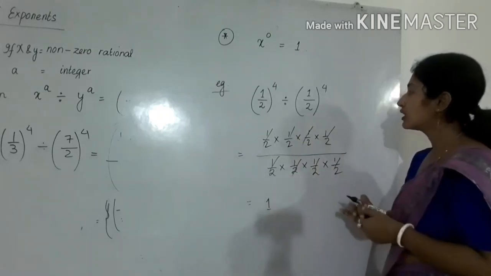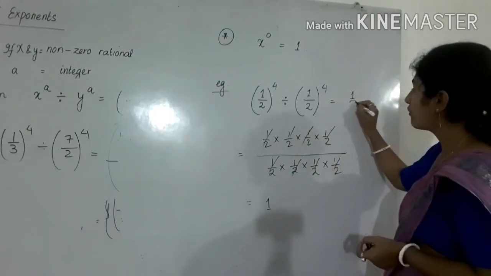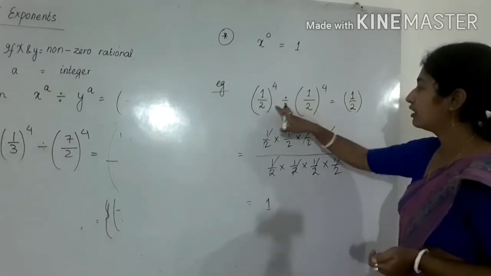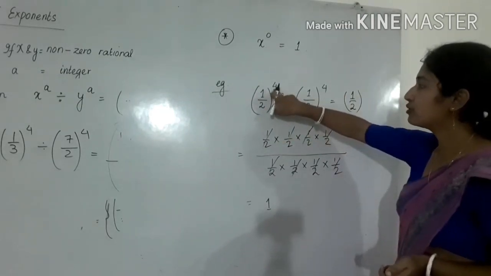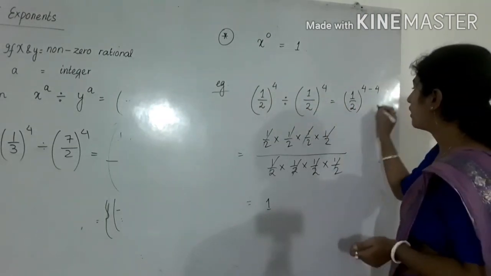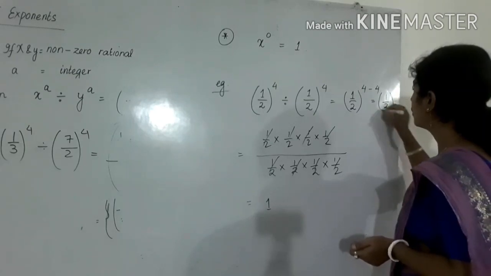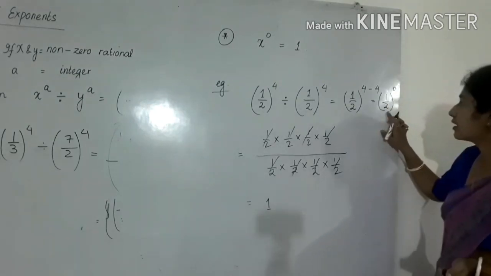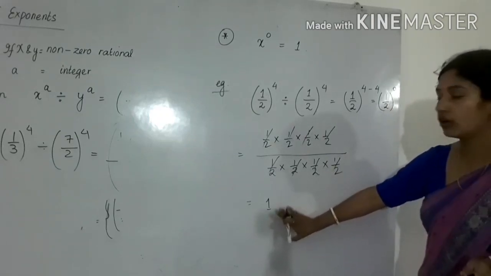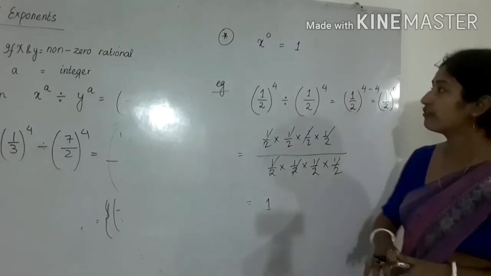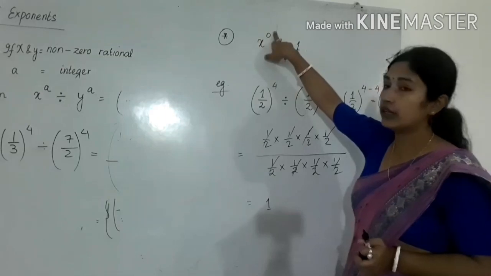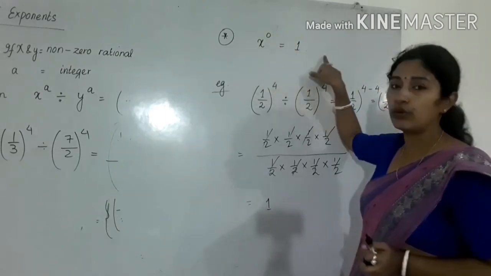So we will get 1. Also using the law of exponents, already we know that if the base is the same and we are dividing, then we have to subtract the powers. So 4 minus 4, the power will be 0. That means the base is a rational number and the power is 0, then also the answer we are getting is 1. So that means if in the base we have any rational number other than 0 and the power is 0, then the answer should be equal to 1.